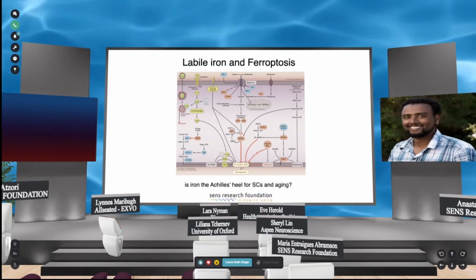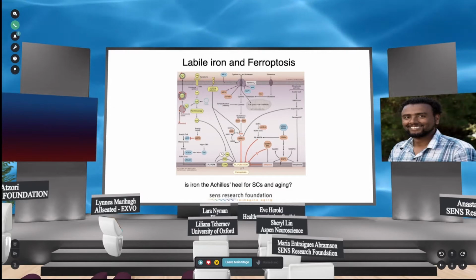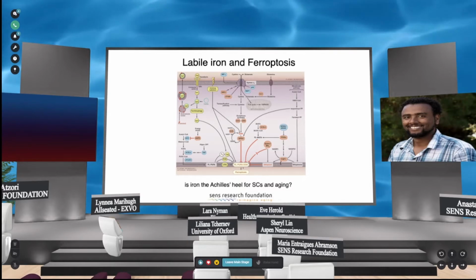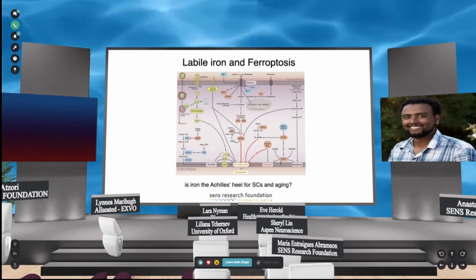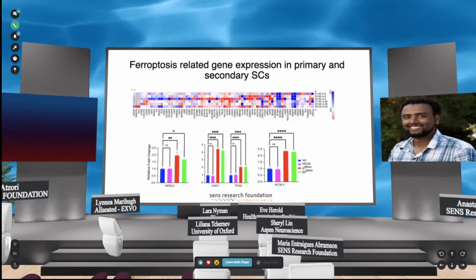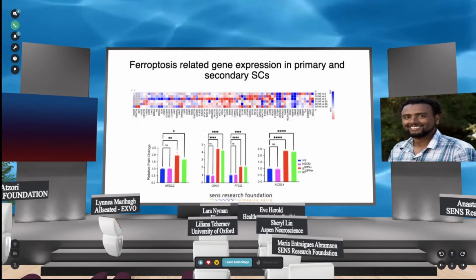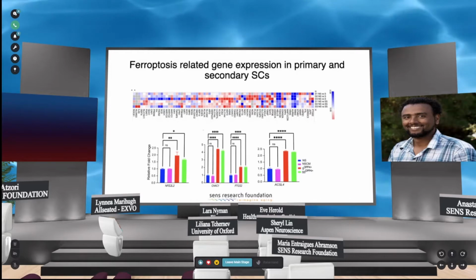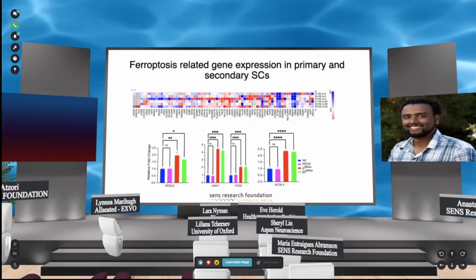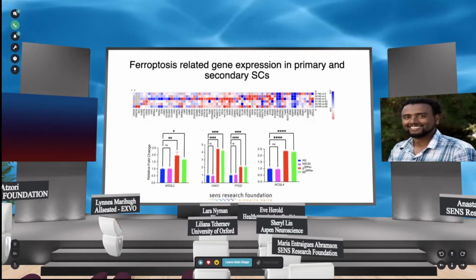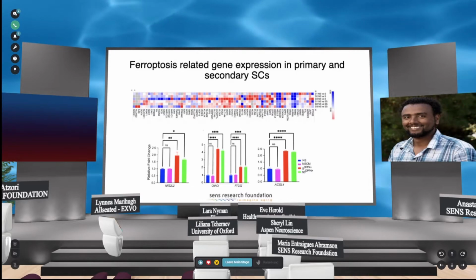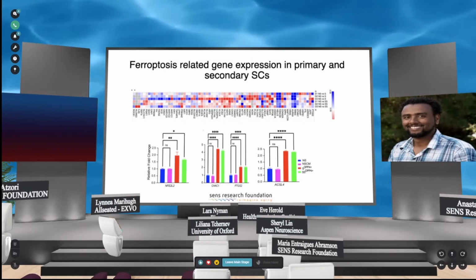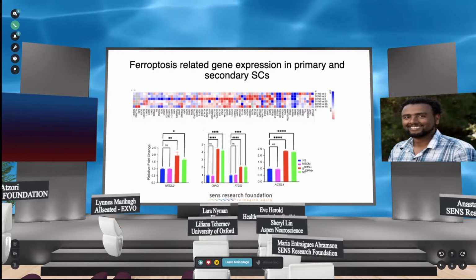Now, okay, we know that several of the genes related to iron metabolism are among the top hits from our RNA-seq data. And because we know this labile iron has a role in ferroptosis, we again went back to our RNA-seq data to look at whether the ferroptosis-related genes were also dysregulated in both primary and secondary senescent cells. And this is the same heat map as previously described. The top three are primary senescent, the bottom three are secondary senescent. So generally, several of the ferroptosis-related genes were dysregulated in both primary and secondary senescent cells.